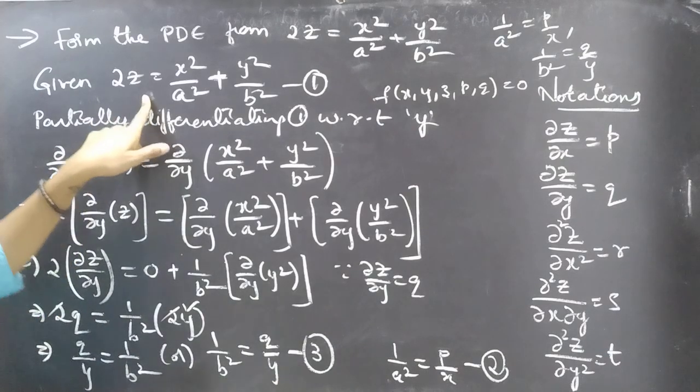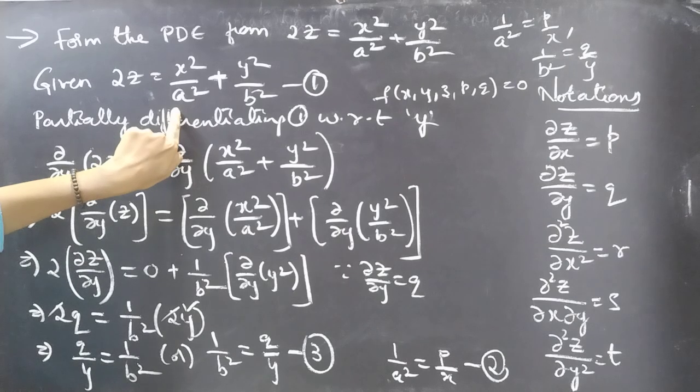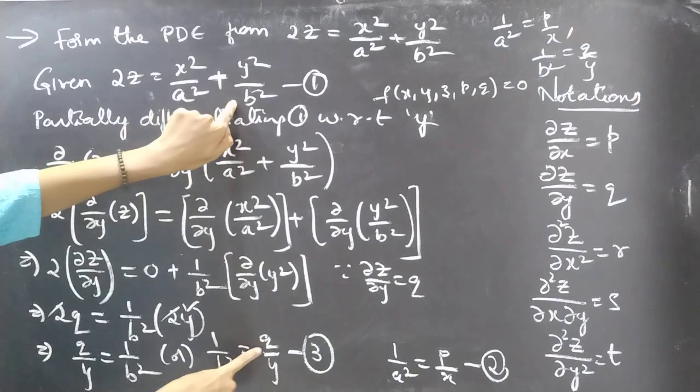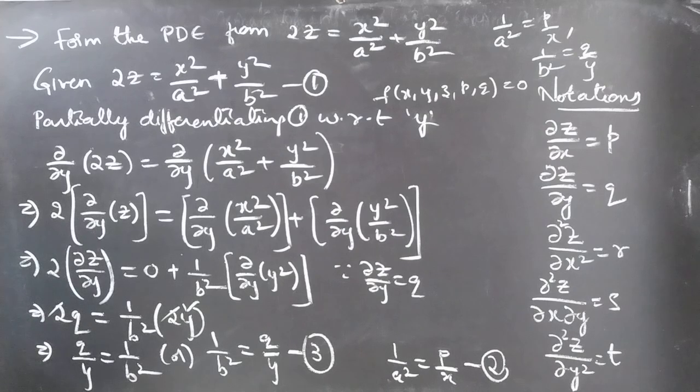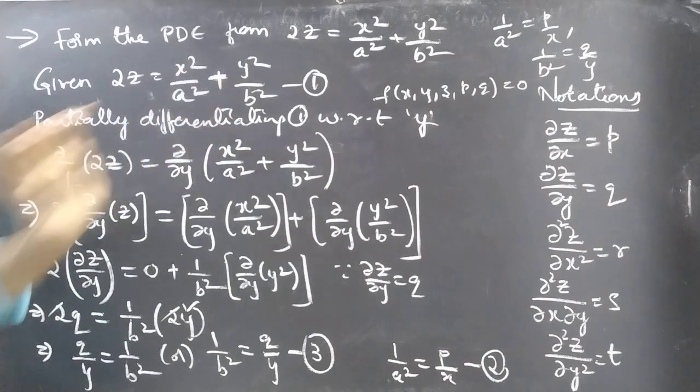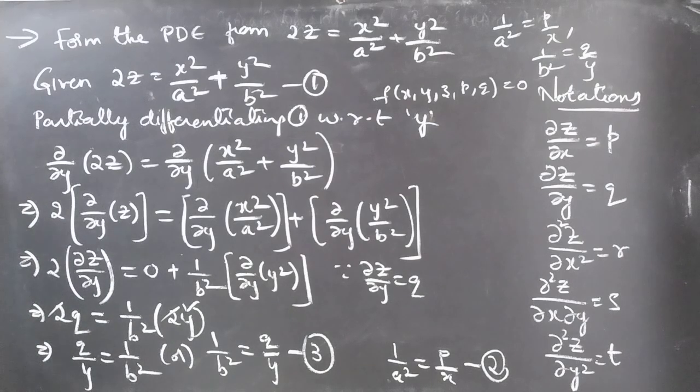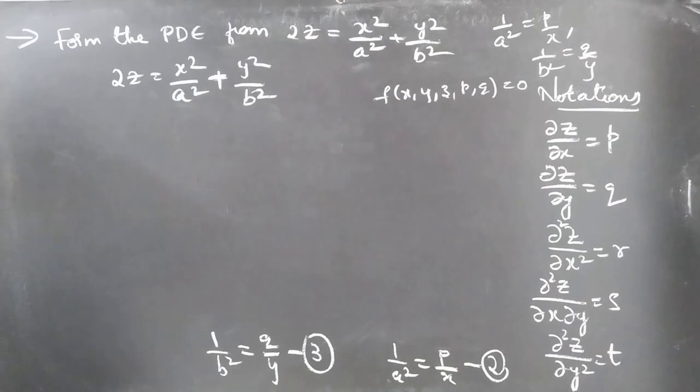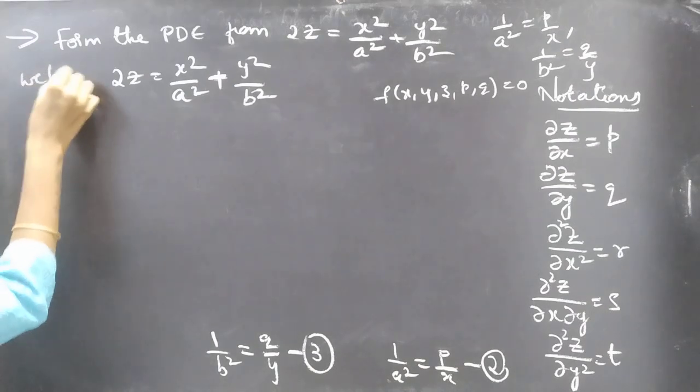Now observe 1, 2 and 3. From 1, 2 and 3 you can say that 1/a² can be replaced by p/x and 1/b² can be replaced by q/y. So by substituting 2 and 3 in 1, the arbitrary constants a and b get eliminated, and that results in the required partial differential equation, which is of the form f(x, y, z, p, q) equal to 0.